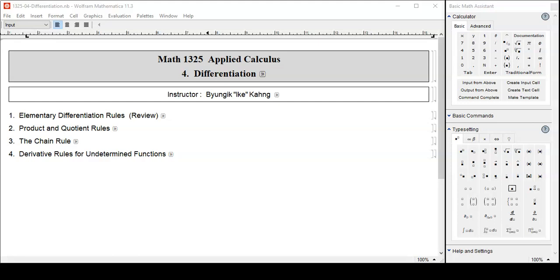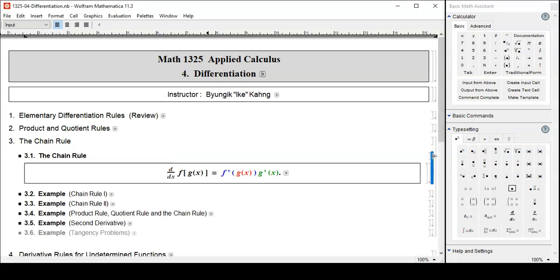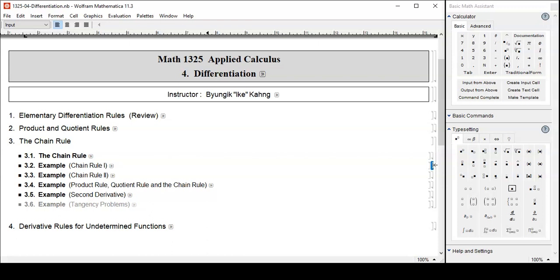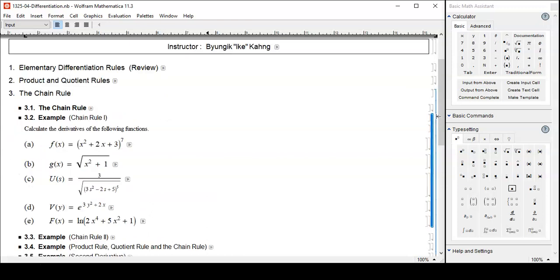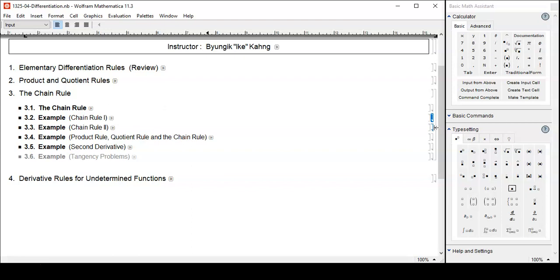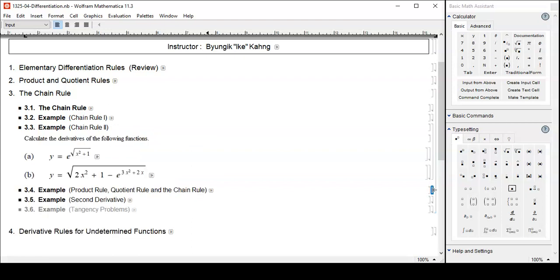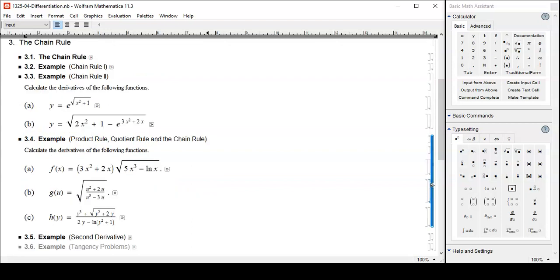Welcome back, students. Let's go back to section 3, and this time let's complete it. We talked about the chain rule and went through some elementary chain rule problems, and then a little bit more difficult problems that you have to combine several chain rules or the chain rule and other rules together.